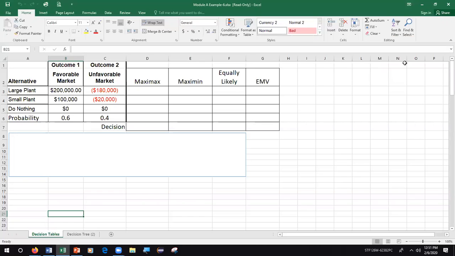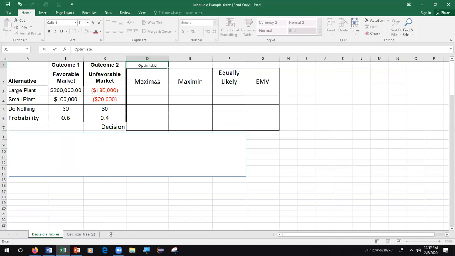Okay, so now that we're all pulled up here, let's take a look at this. If we are going to calculate the maximax, first off, what is that one associated with? Being what kind of personality? Optimistic. Maybe put that up there just so we know who that is.